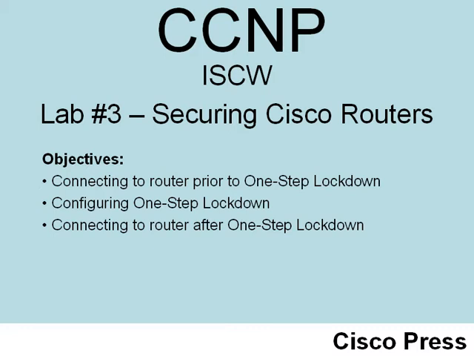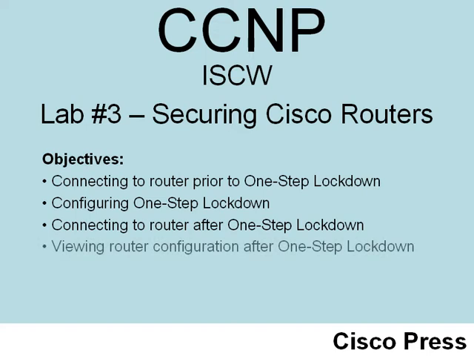And that's because our telnet traffic is unsecured. An attacker could capture those packets and view information such as password information within those packets. We're going to learn that after one-step lockdown, we need to connect using an SSH, a secure shell client. And we'll do that. We will connect using an application called PuTTY, and then we will view the router's configuration after the one-step lockdown. And while the one-step lockdown applies many different Cisco best practices to secure our router, we want to take things a step further.